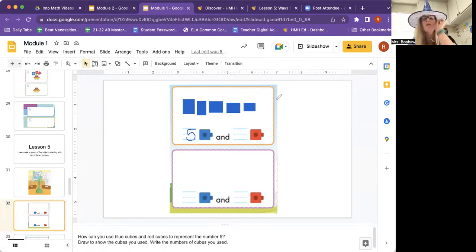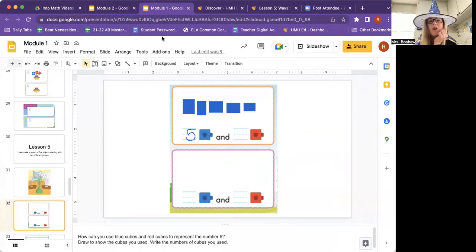5. Now, if I only have 5 cubes and I have 5 blue ones, how many red ones could I have? Well, let's try. I'm going to do 1. Did I represent 5 with my cubes? Let's count. 1, 2, 3, 4, 5, 6. Did I put too many?